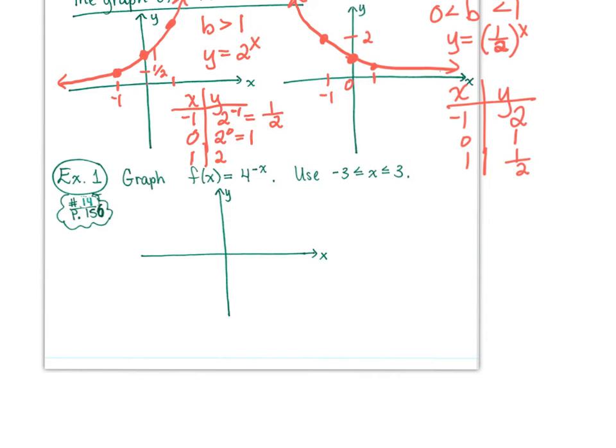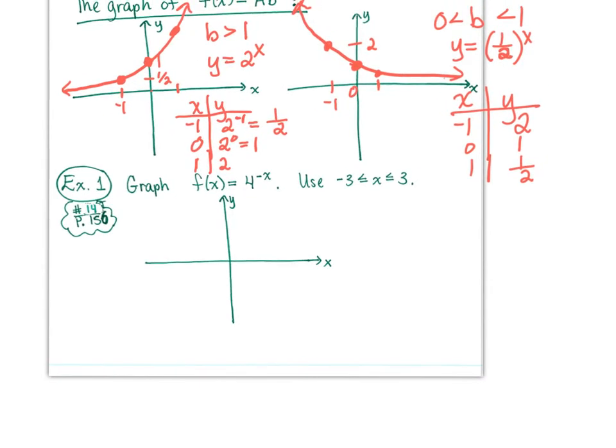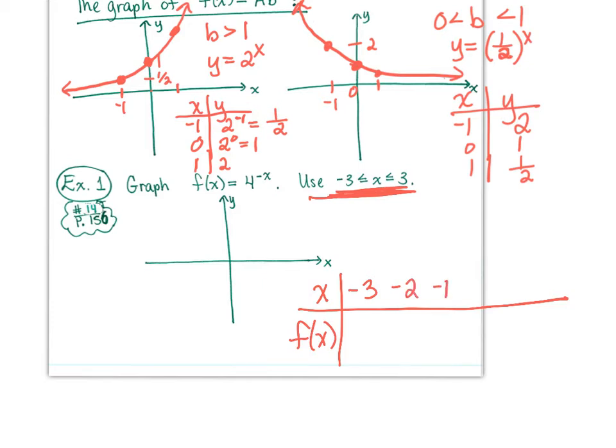I want us to graph f of x equals 4 raised to the negative x, and I want us to use the fact that x is between -3 and 3. Would you like to do this together, or would you like to try it? Together? Okay, so you can make a table. So your x values, your f of x values, you can do it vertically if you like. I'm just doing this for space. And then you have -3, -2, -1, 0, 1, 2, and 3.